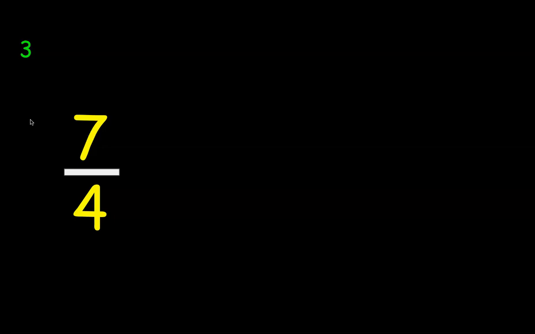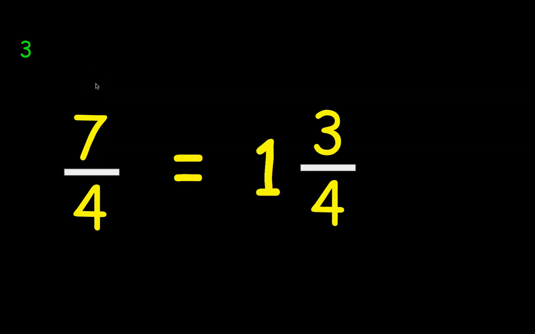7/4. All right. Pause the video and continue. Well, how many quarters do I need to make a pizza? The answer is 4. How many do I have? 7. So I'm going to take 4 of these and make a whole pizza. And once I take the 4 away from here, how many quarters are left? The answer is 3. 1 3/4 of a pizza.